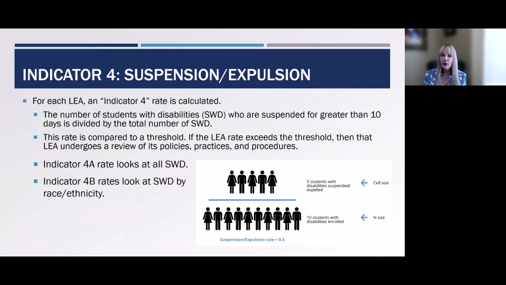For each LEA, an indicator 4 rate is calculated. We take the number of students with disabilities who are suspended or expelled for greater than 10 days, and we divide it by the total number of students with disabilities at that LEA. In this example, we have 5 students who were suspended out of 10 students enrolled, which translates to 50%. Then we compare this LEA rate to a threshold, and if it exceeds the threshold, the LEA undergoes a review of its policies, practices, and procedures. Indicator 4A looks at all students with disabilities, and indicator 4B looks at students with disabilities by race and ethnicity. For example, you'd calculate the same rate based just on Asian Americans, African Americans, Hispanics, etc.